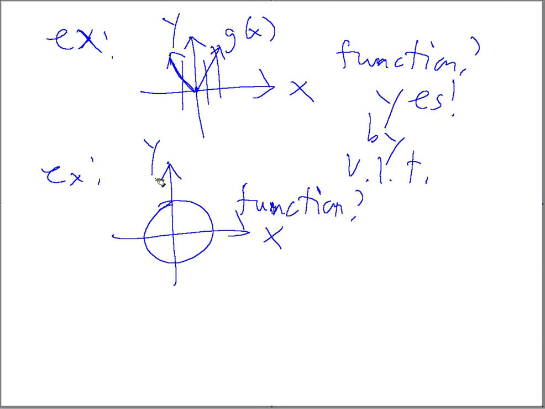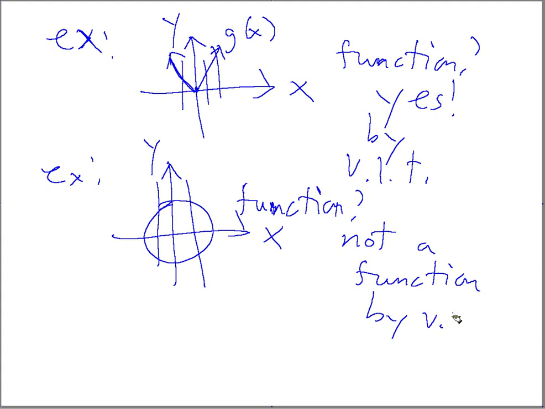Clearly, if you draw a vertical line, you cut through it more than once. So this is not a function. Not a function. Again, by the vertical line test. All right? So again, if I draw vertical lines on the graph and I cut through the graph more than once, it's not a function. If I draw vertical lines and I cut through it once at each x, that means it is a function. Okay? So vertical line test, pretty easy concept, I think, to tell if a graph is a function or not.